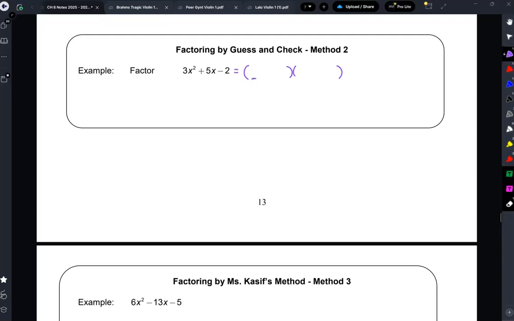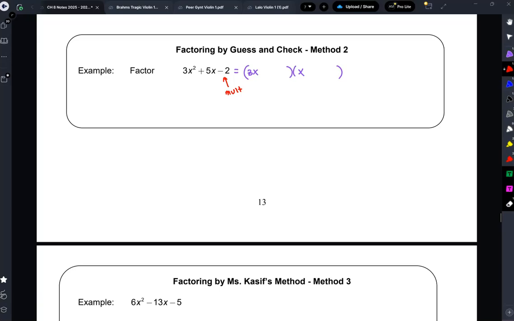We want these two numbers here to multiply to 3x squared. Right, so I need two things that multiply to 3x squared. So that will be 3 and 1, but x, right? 3x and x, because 3x times x is 3x squared. Great. Now, I need two numbers that multiply to negative 2. There aren't many choices there, right? It's 1 and -2 or -2 and 1, right?